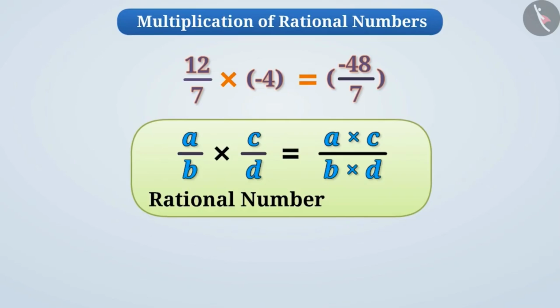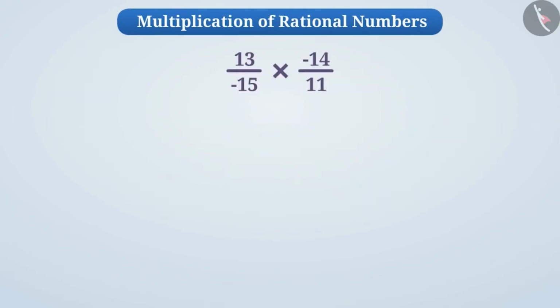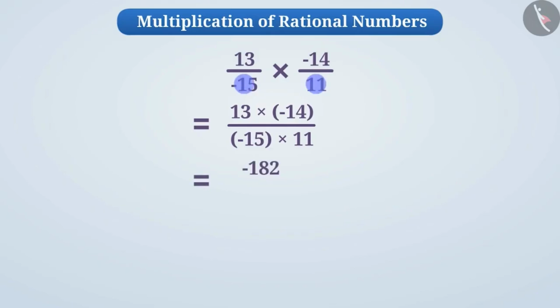Let us understand this with an example. Suppose we have to find the result of 13 by minus 15 into minus 14 by 11. For this, we will first multiply the numerators 13 and minus 14 to get minus 182. Then we multiply the denominators minus 15 and 11 to get minus 165.